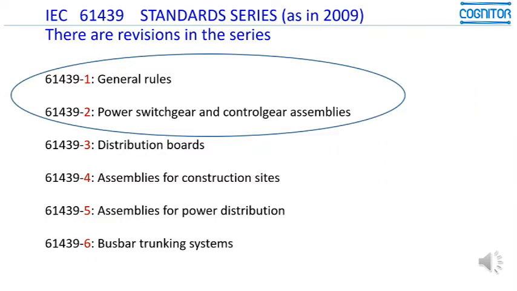This series of standards, IEC 61439, in the very beginning, in 2009, was composed of 61439-1, -2, -3, -4, -5 and -6, as listed here in this slide. The ones of most interest for us were at that time the -1 and -2, which are mostly applicable to our so-called low voltage switchgear, our main low voltage panels.